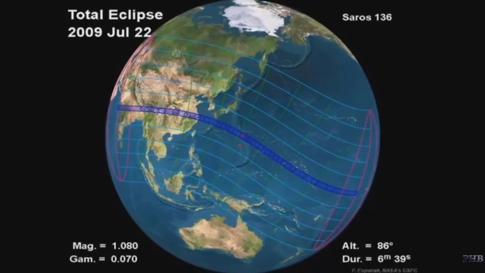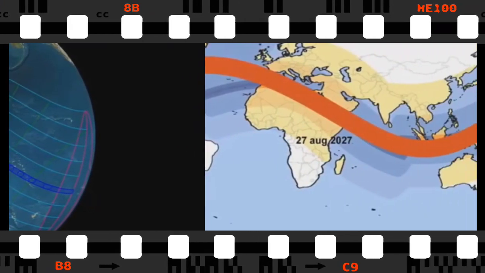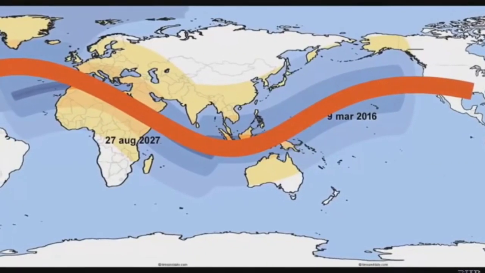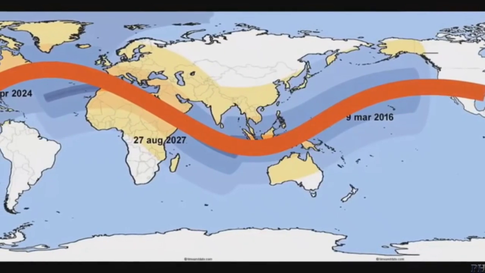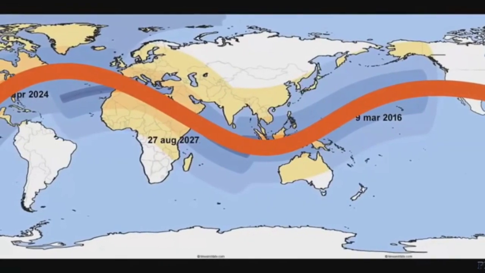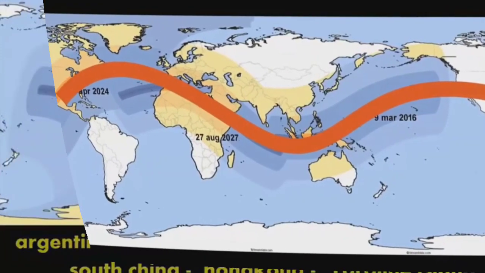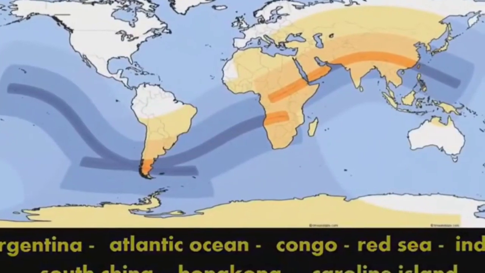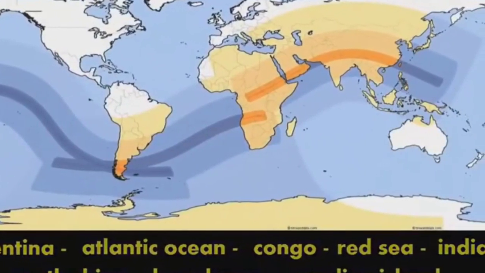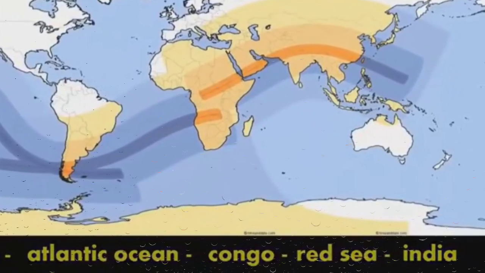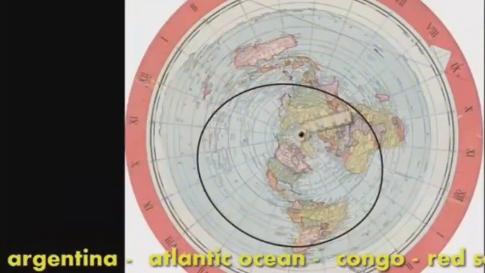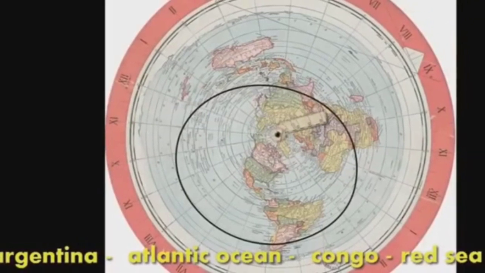Another big problem with the paths of the solar eclipses on the globe model is that they make strange up and down patterns that really make no sense on a globe. How can a zigzag pattern be possible on the globe model? Well, if you look at the same paths drawn out on a flat Earth map, then you get ovals, circular paths of the eclipse around the flat Earth. The Earth is flat.